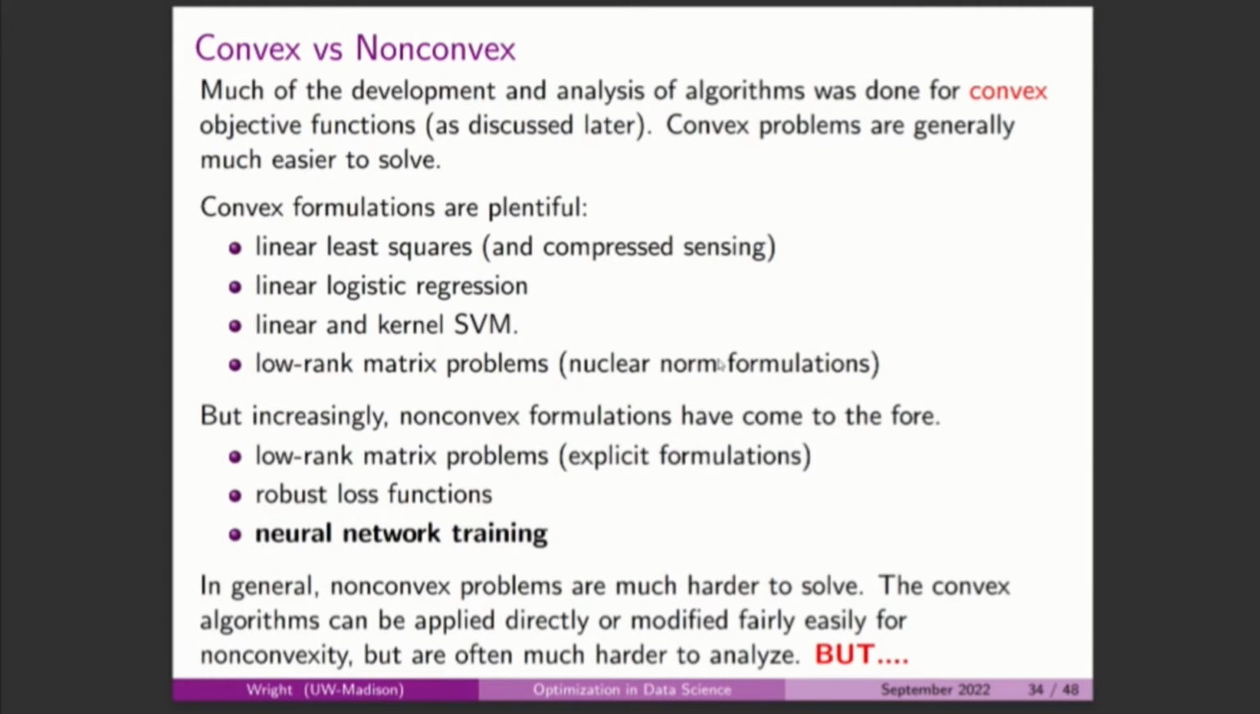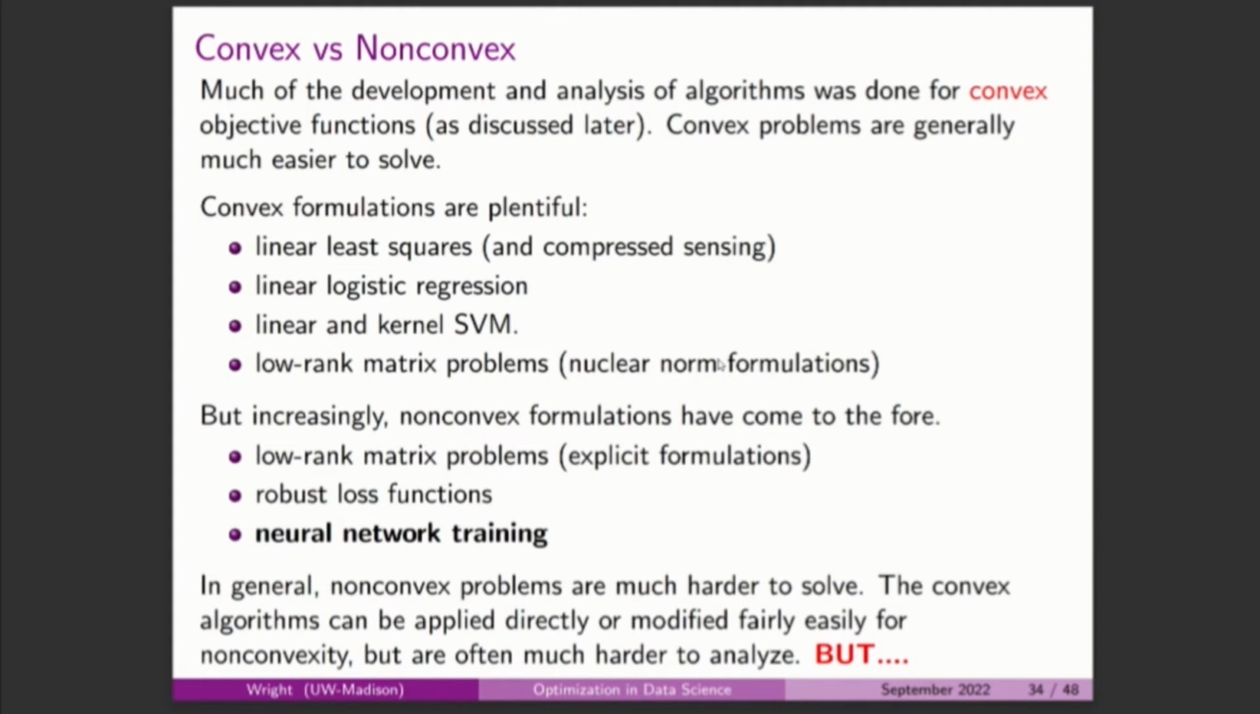Okay, a comment here about convex and non-convex. For many years, when optimization first became a big thing in machine learning, starting a little bit after around 2000, which is when I started talking to people in ML, most of the work was focused on convex objectives, and people developed algorithms and did analysis for convex problems. And there are a lot of convex problems, including many of the ones I've just told you about. But really, over the last 8 years or so, non-convex problems have come to the fore, because neural nets are all about non-convexity, robust loss functions more classically involve non-convexity, and low-rank parameterizations of matrix problems involve non-convexity as well.